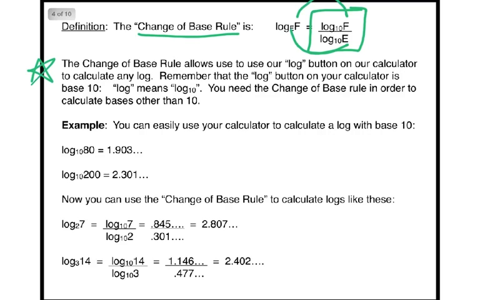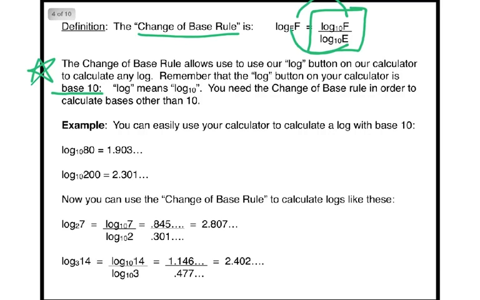So, the change of base rule allows you to use the log button on your calculator to calculate any log. Remember that the log button on your calculator is base 10 only. Log really means log base 10. You need the change of base rule in order to calculate bases other than 10.